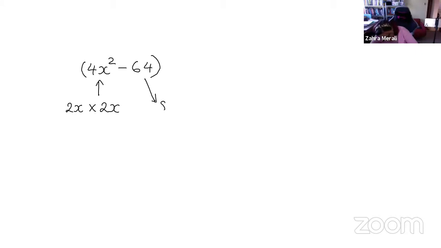But what if we had 4x squared minus 64? It's still a perfect square. This is the same as 2x multiplied by 2x, and this is the same as 8 times 8. So we end up with (2x plus 8)(2x minus 8). And you can open it up and check.